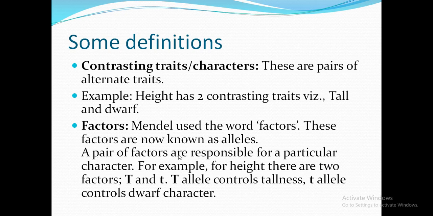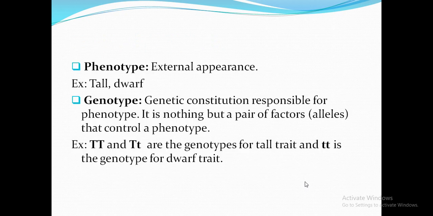A pair of factors are responsible for a particular character. Always remember that any character is controlled by a pair of alleles or a pair of factors. For example, for height, there are two factors, capital T and small t. This capital T or dominant allele controls the tallness, whereas the small t or recessive allele controls the dwarf character. Phenotype. Phenotype is nothing but the external appearance of a particular character. Say, for example, height has two alternate phenotypes or contrasting characters. One is tall and the other is dwarf.